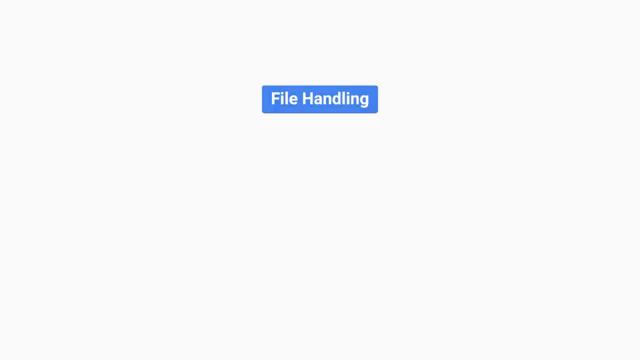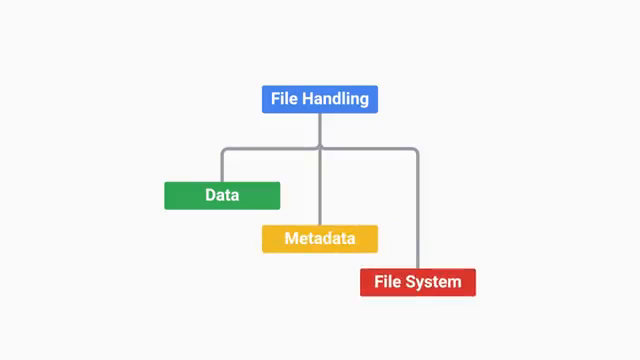The kernel handles file storage and file systems on our machines. And in this lesson, we're going to dig a little deeper on how it does that. There are three main components to handling files on an OS: the file data, metadata, and file system. Let's start with the file system.